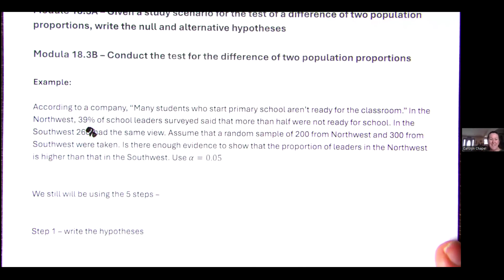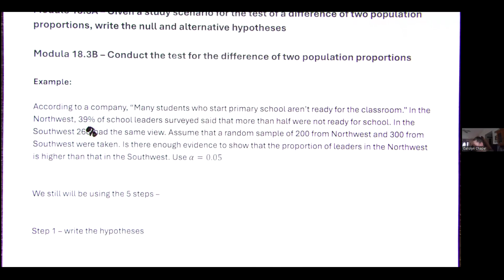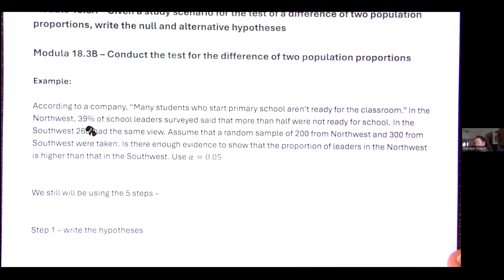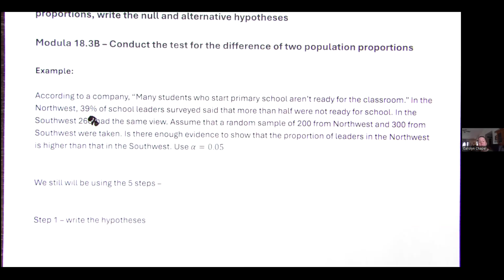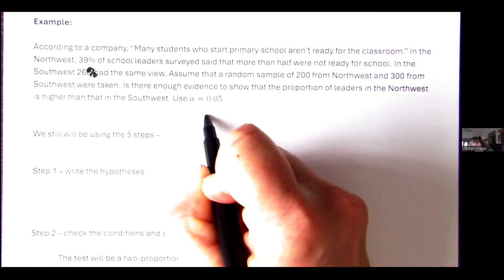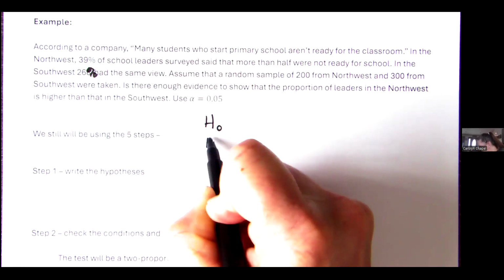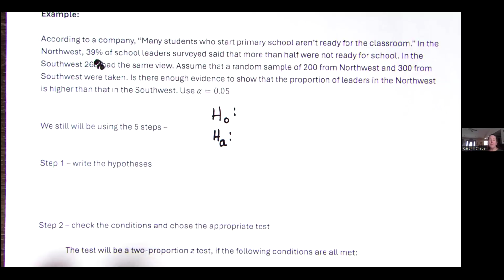We're just going to try to find out if the Northwest is higher than the Southwest. So we will start with our 5 steps, and I did leave spaces for all of those pieces. So step 1, first of all, as it is with all of them, is to write our null hypothesis and our alternative hypothesis.